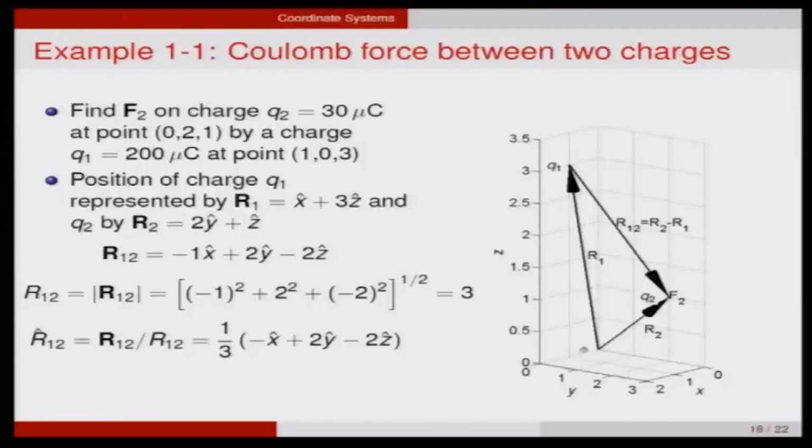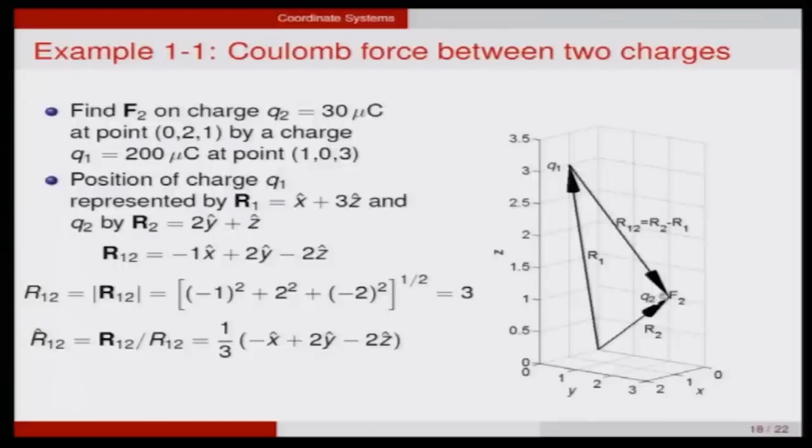This is the x axis, this is the y axis, and this height is the z axis. So, to locate point (1, 0, 3) I have to move 1 unit along x, there is no movement along y. So, y is equal to 0. Now, I have to move along z to z is equal to 3 to reach point Q1, or charge Q1, whose value is 200 microcoulombs. Please note that this is a positively charged particle which I have put here. Similarly, we have a charge Q2 with a value of 30 microcoulombs.